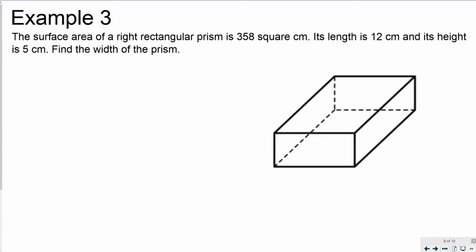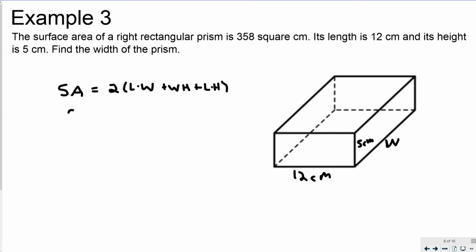The surface area of a right rectangular prism is 358 square centimeters. Its length is 12 and its height is 5. Find the width of the prism. Okay, so we have a length of 12 centimeters. We have a height of 5 centimeters, and we are looking for W, the width. So we are going to use that formula, but we're going to use it backwards. So the surface area is equal to 2 times the length times width plus the width times height plus the length times height. So we have 2 different W's in here. We're going to substitute all of the values that we know.